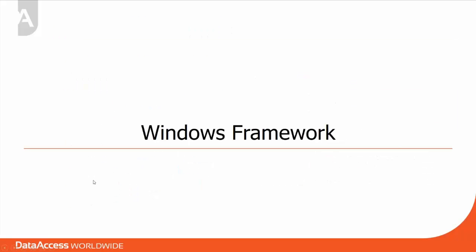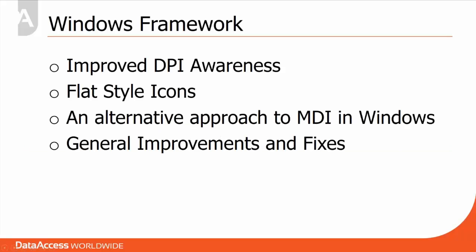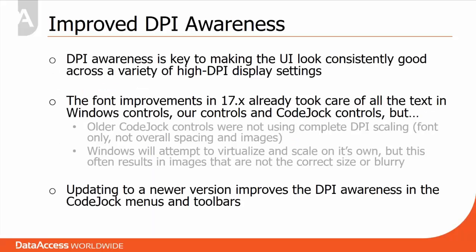In the Windows framework, let's talk about the Windows framework for a minute. There are a few areas that we've improved in the Windows framework. One of them has to do with DPI awareness. Another is the flat style icons. Another is an alternative approach to MDI in Windows, and obviously there's going to be general improvements and fixes. So let's talk about the improved DPI awareness for a minute.